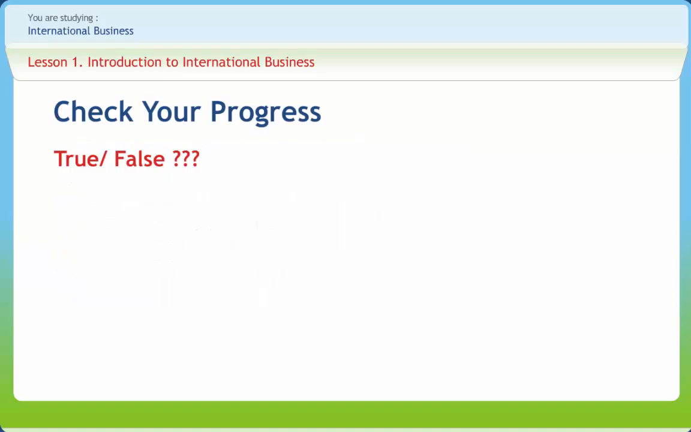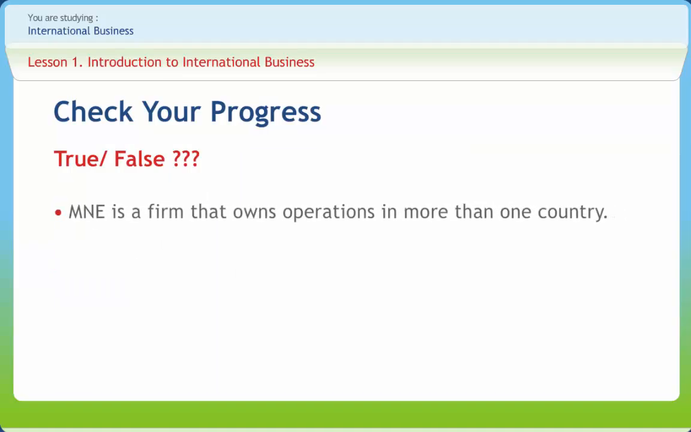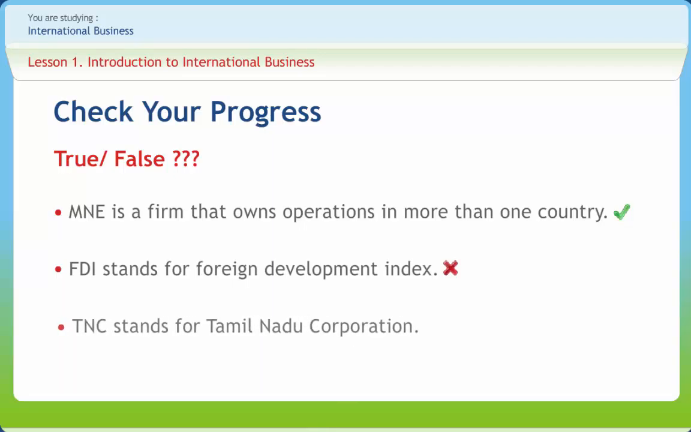Now let us check if we've understood the various concepts discussed in this lesson clearly. An MNE is a firm that owns operations in more than one country. Right or wrong? Right. FDI stands for Foreign Development Index. Right or wrong? Wrong. TNC stands for Tamil Nadu Corporation. Right or wrong? Wrong.